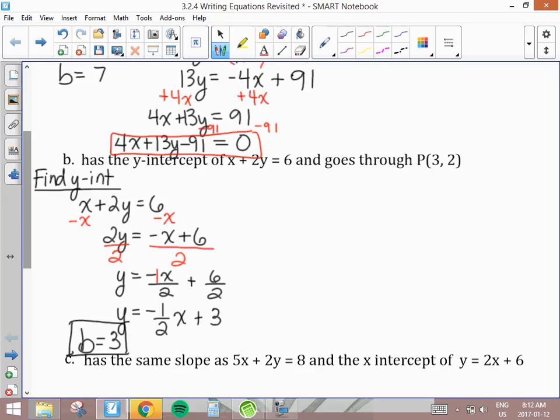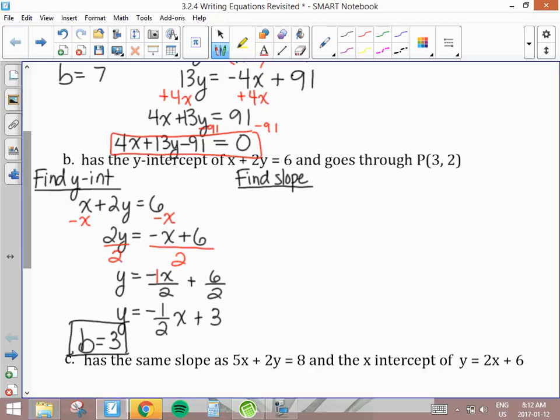The next part of the question tells me that my line actually goes through the point P (3, 2). And I know that an old trick for finding slope was to use the formula m equals y2 minus y1 over x2 minus x1. And that's the trick that I use when I have 2 points on my line.